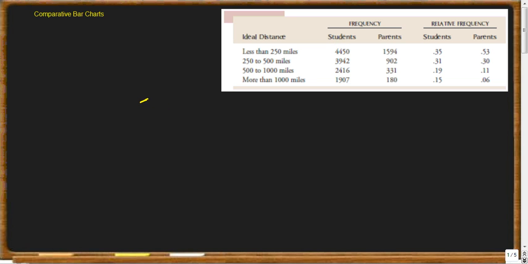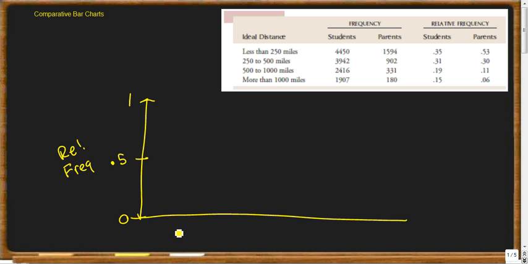So we're going to make our top chart. This is going to be relative frequency. And this goes from 0% all the way up to 100, or 0 to 1, whatever you want to think about. 0.5 in the middle. And then on the bottom, we have our different categories. We've got less than 250. We've got between 250 and 500. We've got between 500 and 1,000. And we've got over 1,000.